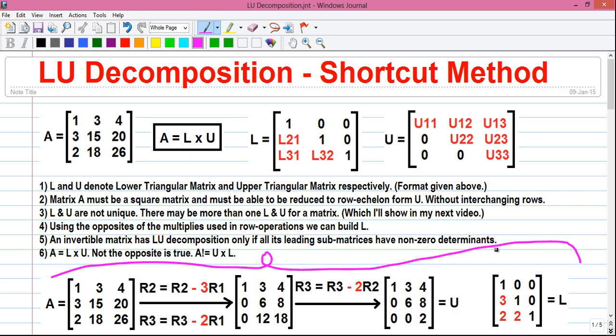let me tell you some basics. If you don't want to know the basics, you can forward the video and directly go to the calculation part, but I will insist that you follow the theory part, that will strengthen your concepts. So let's start the theory part.